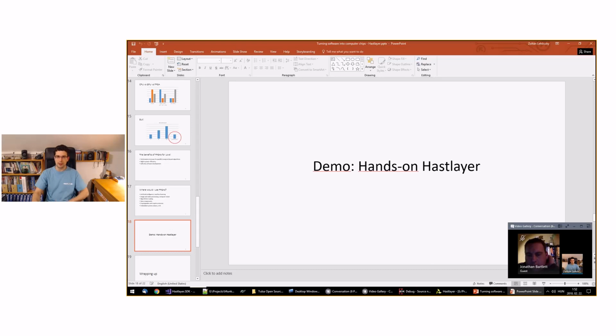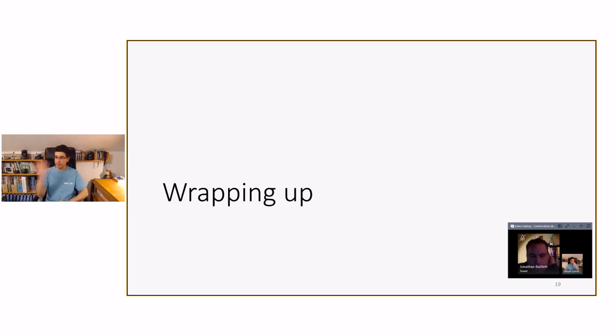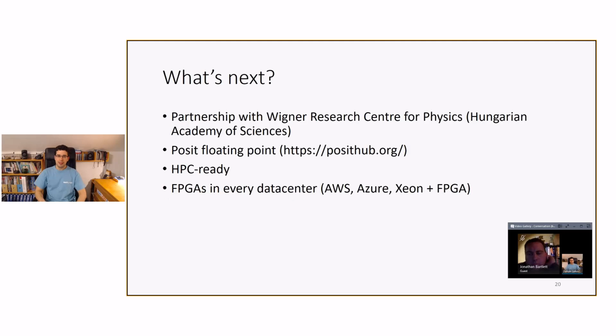All right, let's get back to the slide deck, and let's wrap this up. Now, what's next for Hastlayer? Because this is where the project is, but we are not stopping here, of course. For example, we are doing some field testing with real life examples to test Hastlayer. We have also engaged into a partnership with the Wigner Research Center for Physics, which is part of the Hungarian Academy of Sciences. Some pretty smart guys there, mostly physicists.